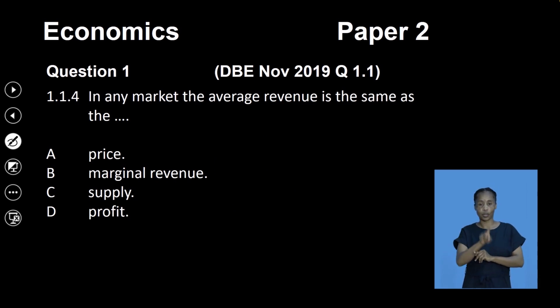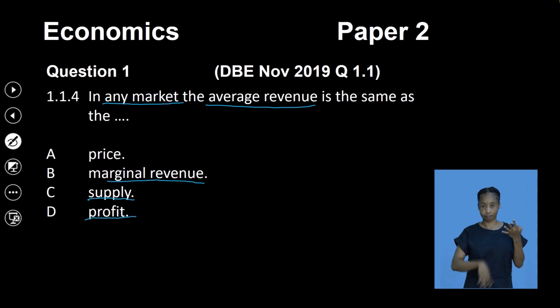Right, let's go to the next one. Question 1.14 says, in any market, the average revenue is the same as the... So here it's a combination. You are looking at both our perfect market and our imperfect market. Our AR is the same as our what? A says price, B says marginal revenue, C says supply, and D says profit. The correct answer there is A. It's the same as our price. So our average revenue is the same as our price for all market structures.